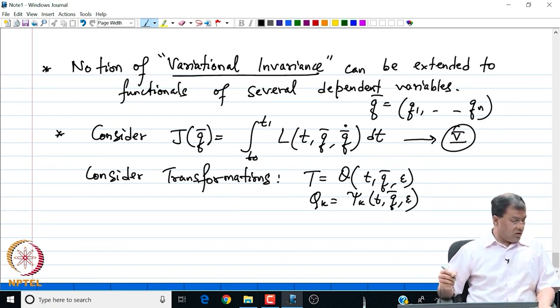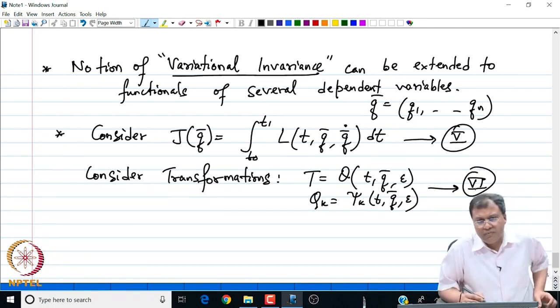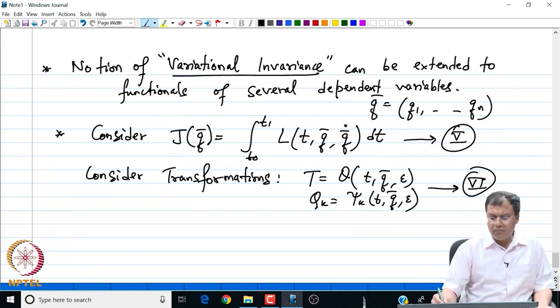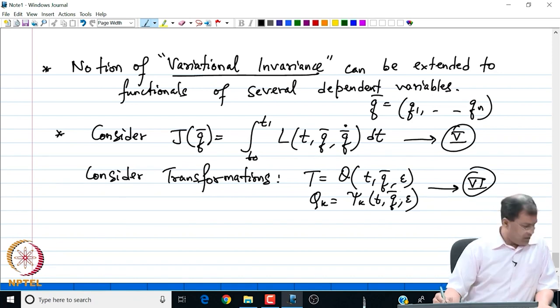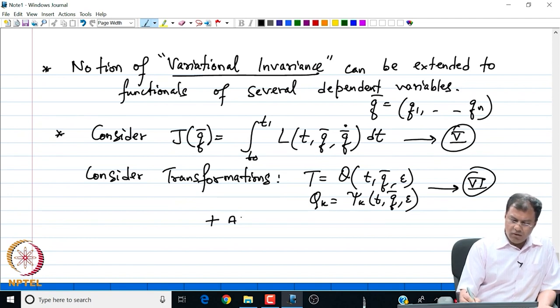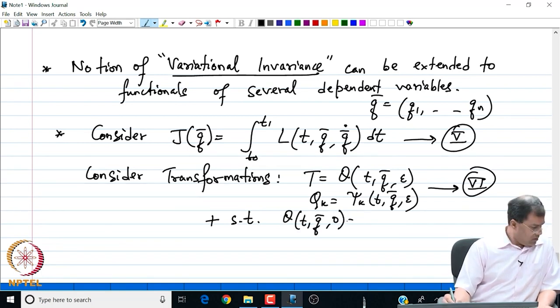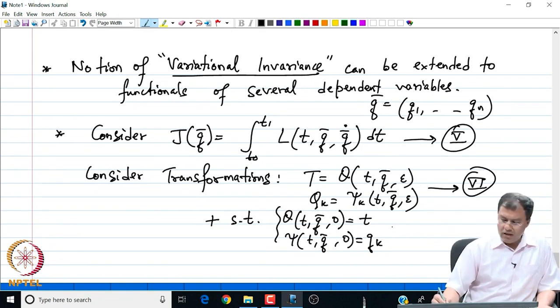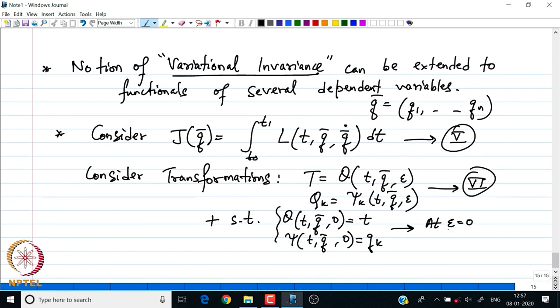Let me call this 6. Again we need to satisfy certain consistency criteria, namely that the transformation for the parameter value epsilon equal to 0 is nothing but the identity transformation. So we also assume the condition that theta of t comma q bar comma 0 is equal to t, and psi_k of t comma q bar comma 0 is q_k. So at epsilon equal to 0, I am getting the identity transformation.